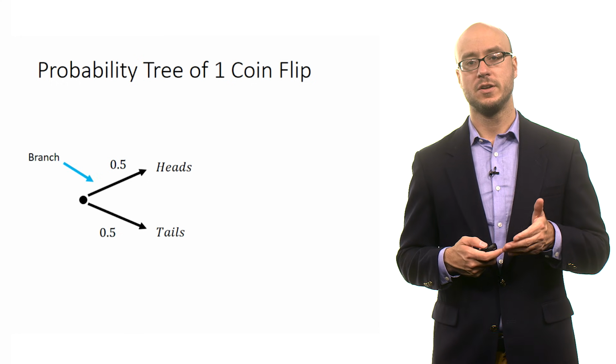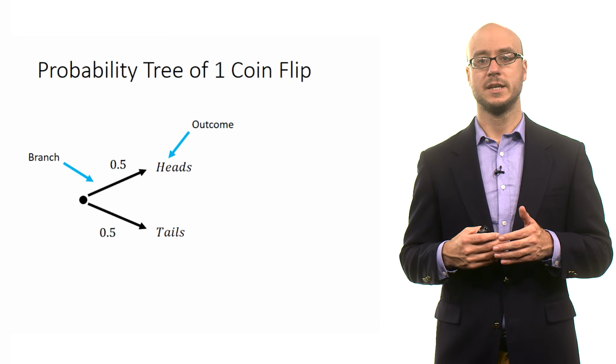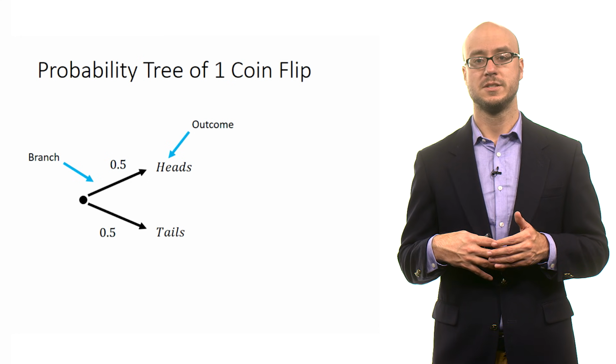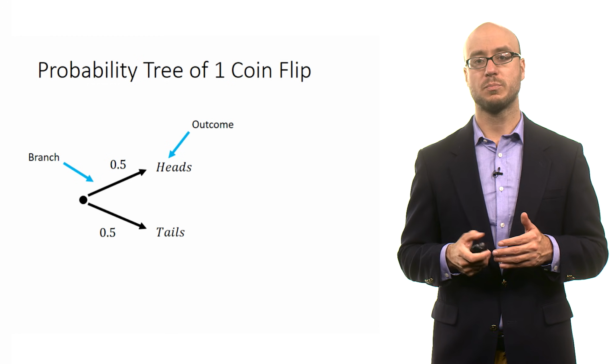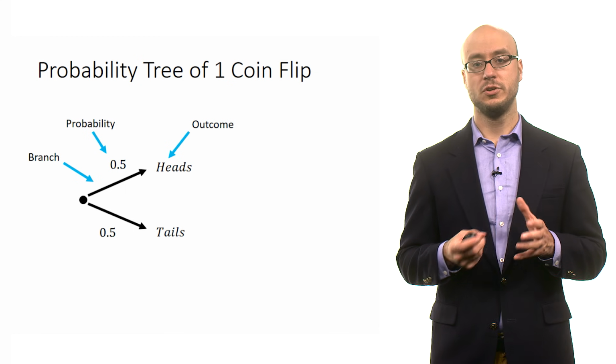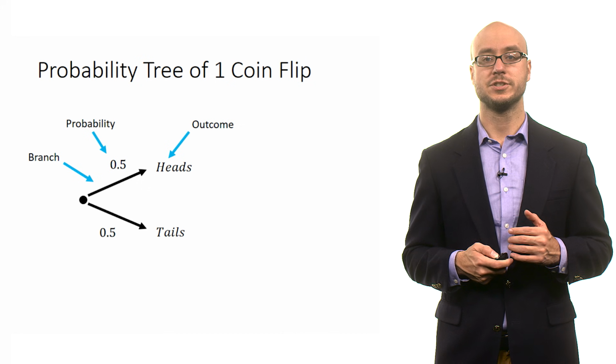So you can see that we have two branches, okay? And each branch has its own probability. So the probability of getting a heads is 0.5, and the probability of getting a tails is 0.5. And you can see at the end of each branch is some outcome in the sample space. So we have two outcomes in the sample space, heads or tails. So that's why we have two branches.